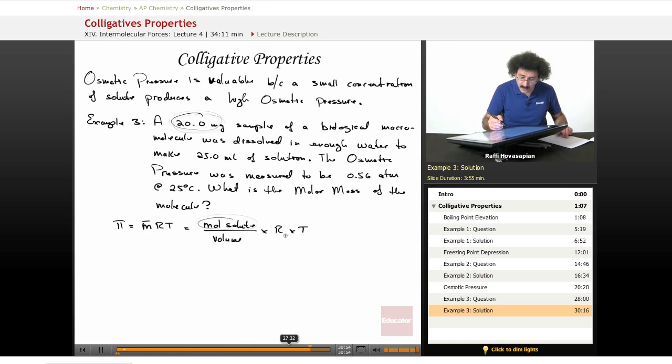So I'm going to rearrange this equation. I'm going to solve: moles of solute equals the osmotic pressure times the volume divided by R and divided by T. Does this kind of look familiar? PV over RT. PV equals nRT. Number of moles equals pressure times volume over R times temperature.